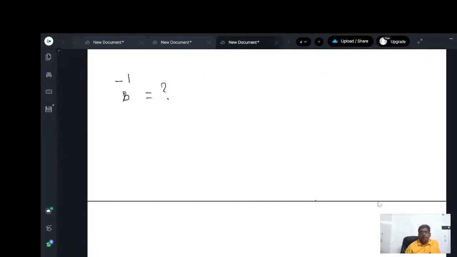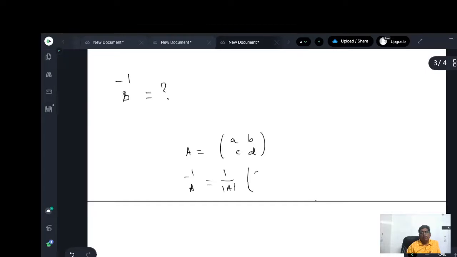In general, suppose a matrix is given to you which is 2 by 2 in form. Consider the matrix A equal to [a, b; c, d]. Then A inverse is equal to 1 divided by modulus of A into [d, minus b; minus c, a], changing the elements. This is the formula.